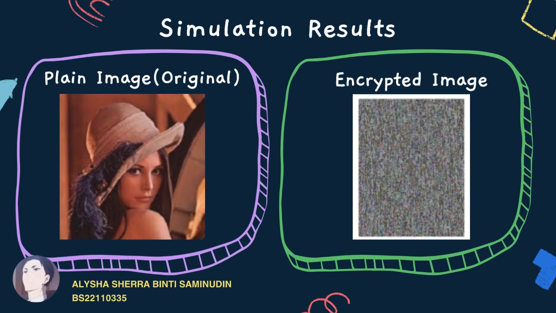Here in this slide are the simulation results. As you can see, on the left side is the plain image or original image, while on the right side is the same image but it has been encrypted.